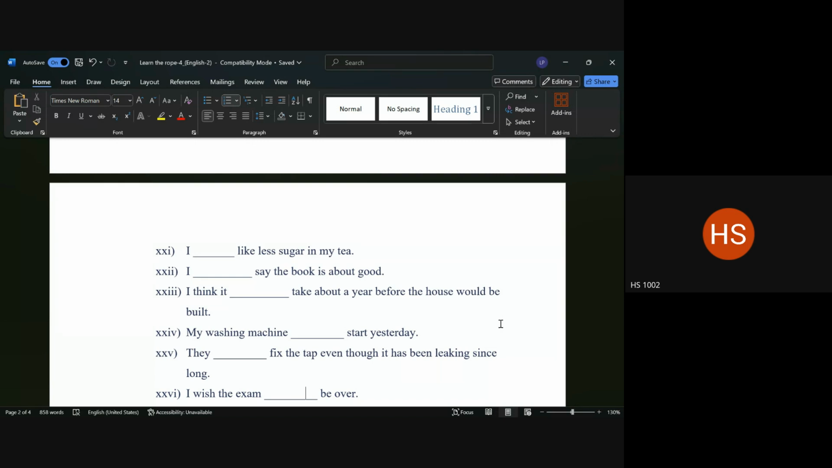Okay. 22nd one: I dash say the book is about good. This is what? Again, you are indicating preference. Would. Must. Needn't. Opinion. Yeah, opinion. Likes and dislikes, right? Preferences, opinions, likes, dislikes, desirability. All of them are indicated using the modal verb would in the English language. I would say the book is about good.